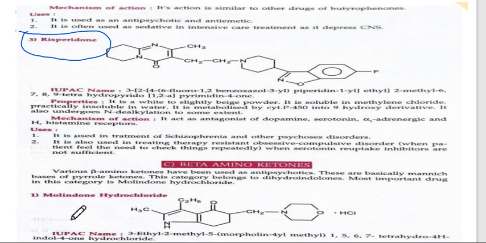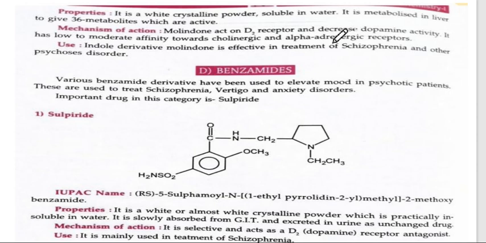Then we have beta aminoketones, molindone hydrochloride, which has an ethyl group on the third position, 2-methyl, 5-morpholinomethyl, 5,6,7-tetrahydro-4H-indol-4-one hydrochloride. The mechanism of action is again the same: it acts on the D2 receptor and decreases dopamine activity, used in the treatment of low to moderate activity schizophrenia.